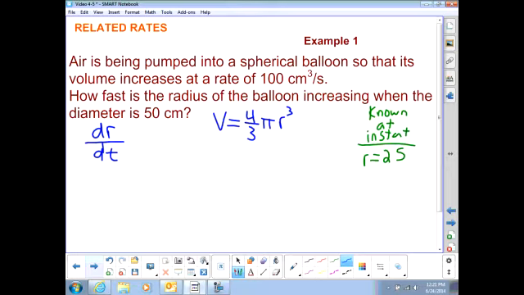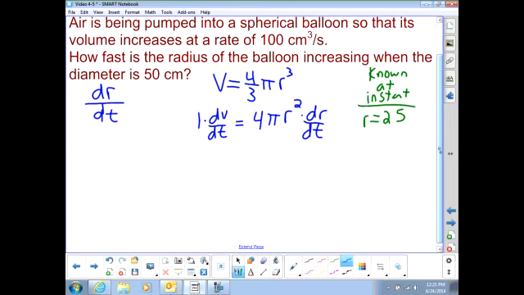So the derivative of V will be 1 times dV/dt equals. The 3 will come out front. 3 times 4/3 is 4 pi r squared times dr/dt. So that's like saying a V prime for the dV/dt and r prime for dr/dt. Think of them like y's because our independent variable is t now.